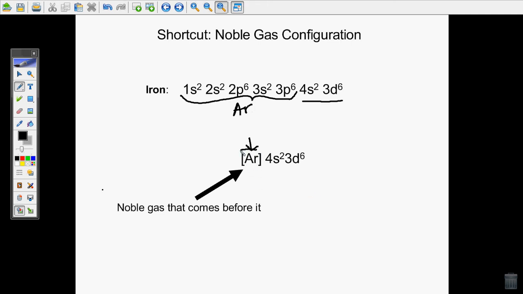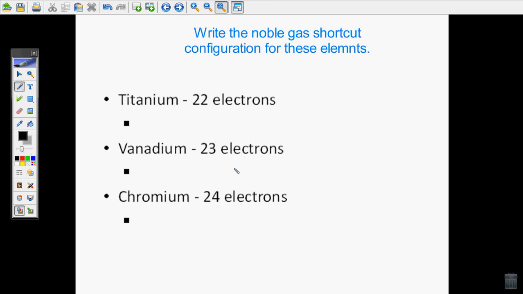This can only be noble gases. You can't do this with any other element. So try writing the noble gas configuration, the shortcut for these three elements. Pause it and then come back.